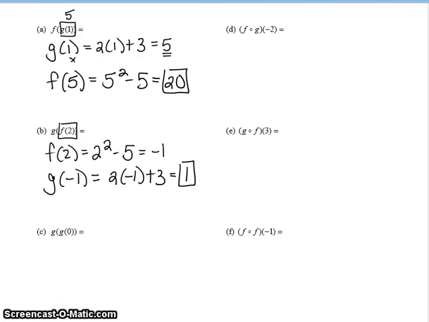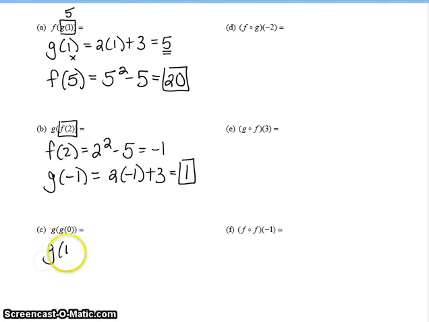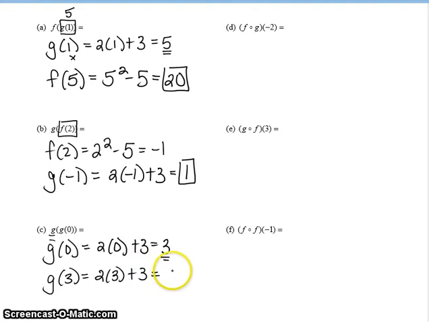Down to letter C. You're going to start with the g function, substituting in a 0 into the g function. So it's going to be 2 times 0 plus 3, which is 3. Now take that 3 that you just calculated, and it wants us to plug it into the g again. So now I'm going to do g of 3. It's going to be 2 times 3 plus 3, which is going to result in a 9.